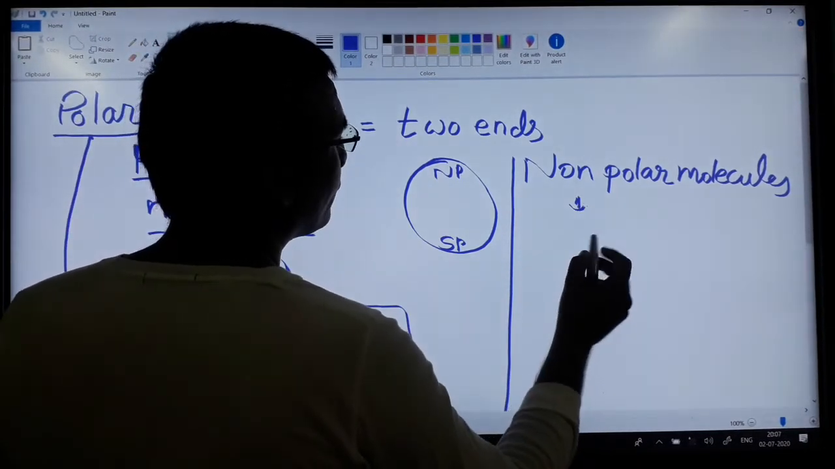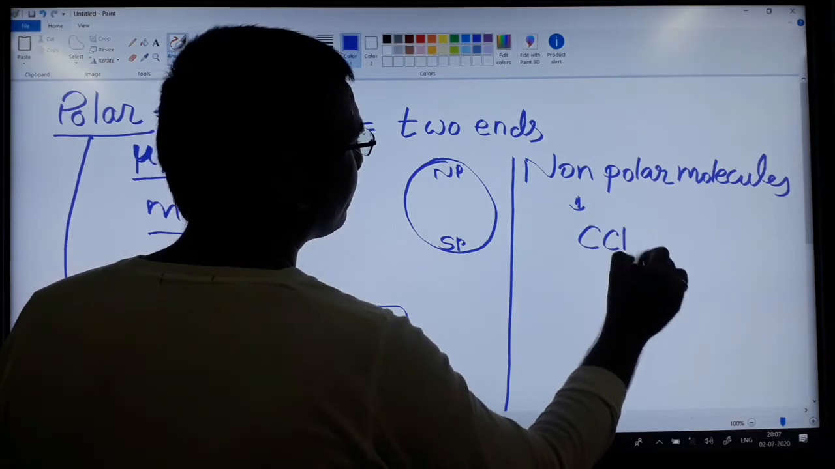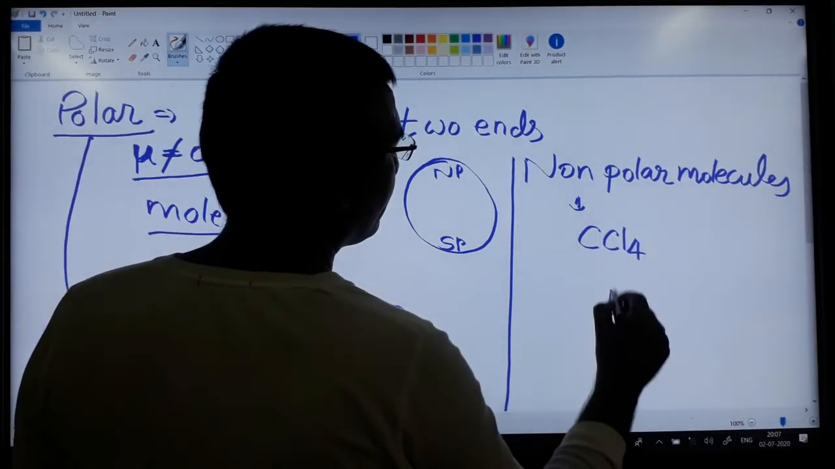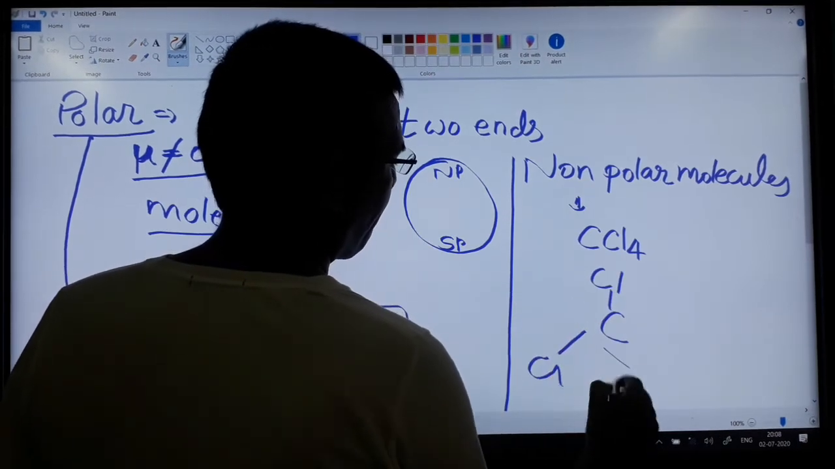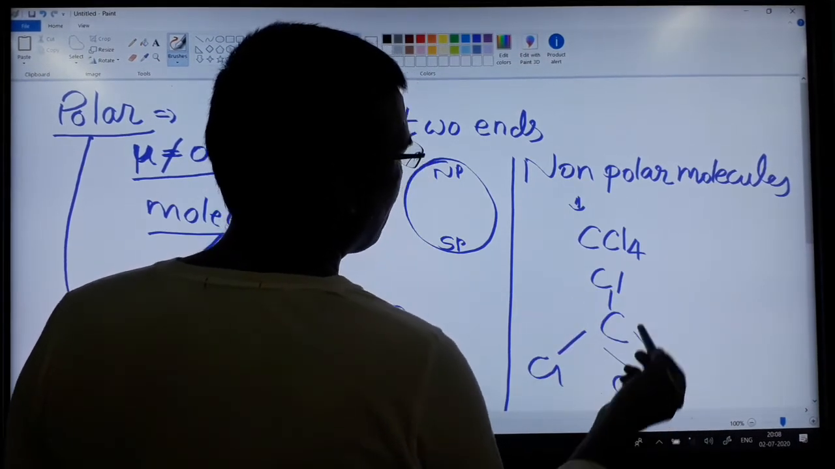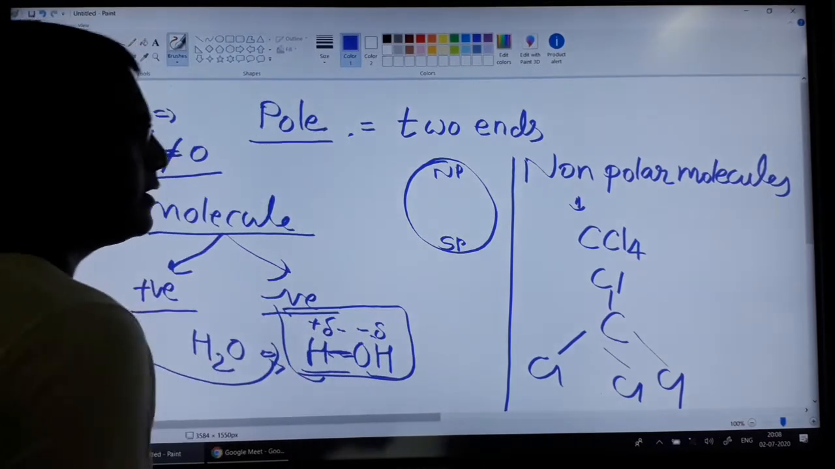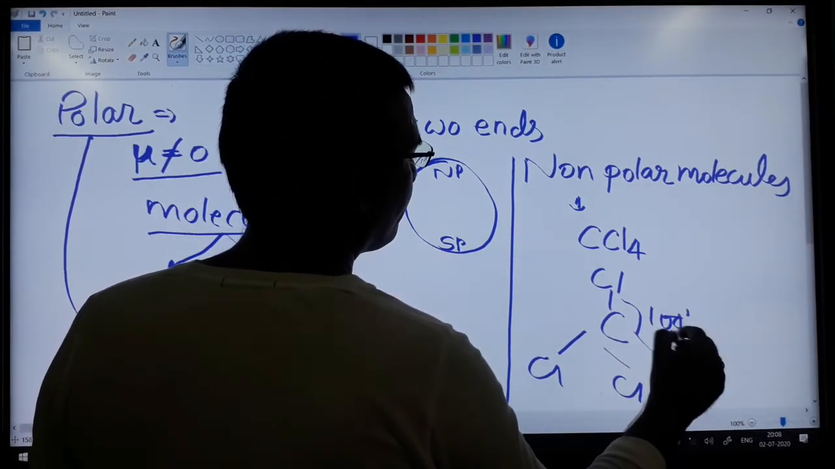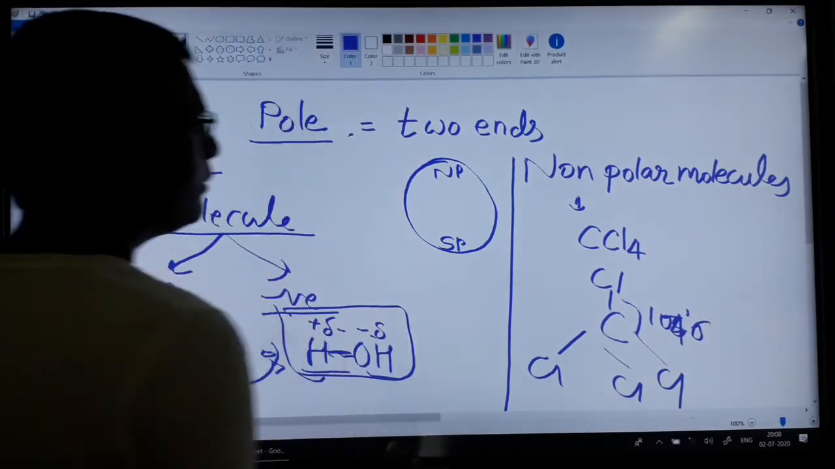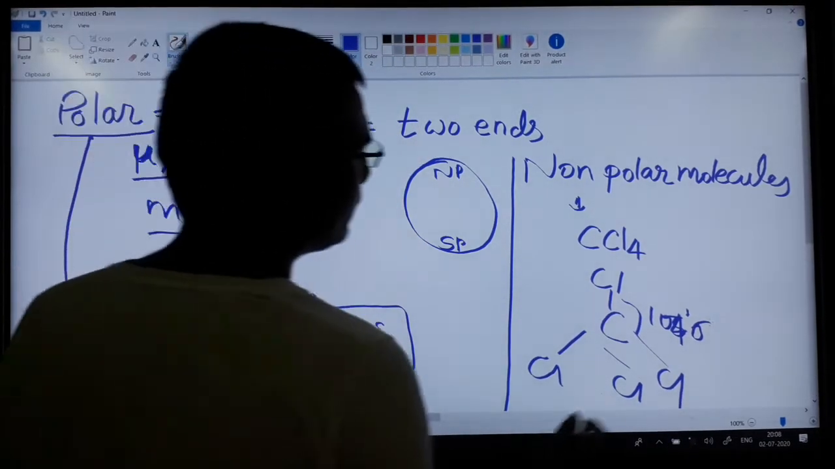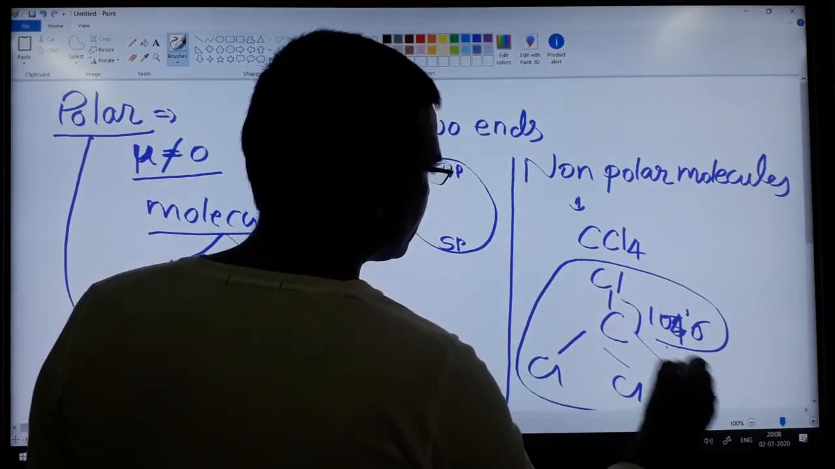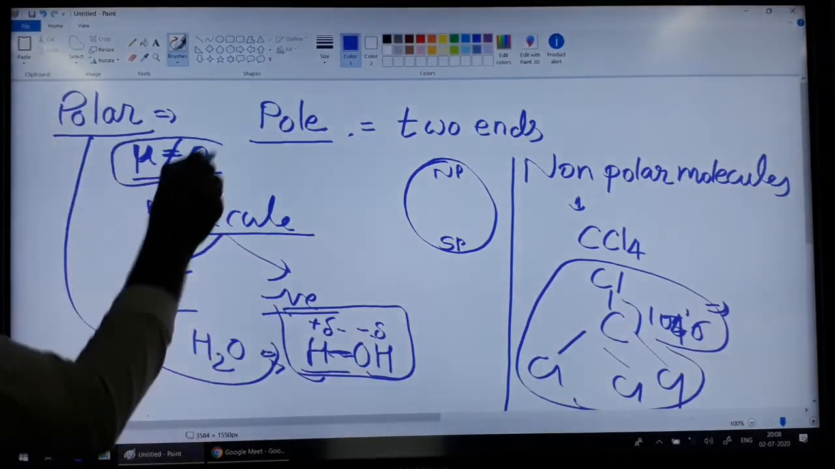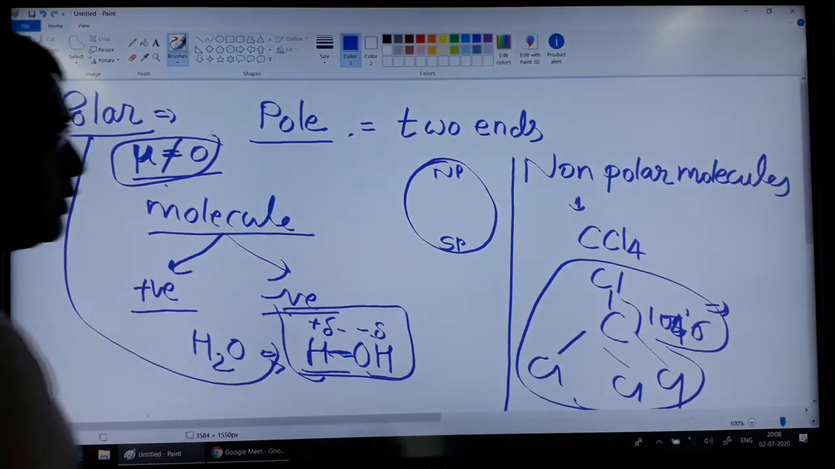C6H6, or you can say carbon tetrachloride. Structure of carbon tetrachloride: all the bonds are equal in opposite direction with an equal angle, that is almost 105 degree. So all these are in symmetry. That's why the polar dipole moment of this molecule is 0.